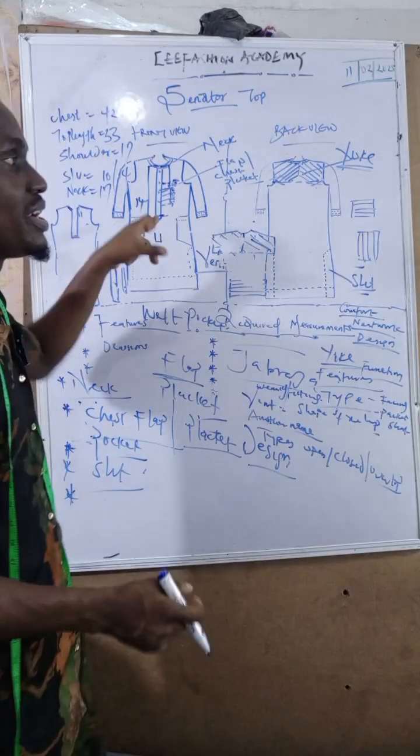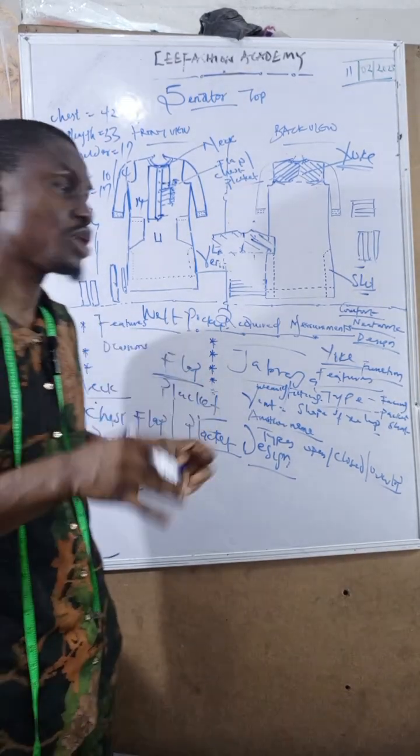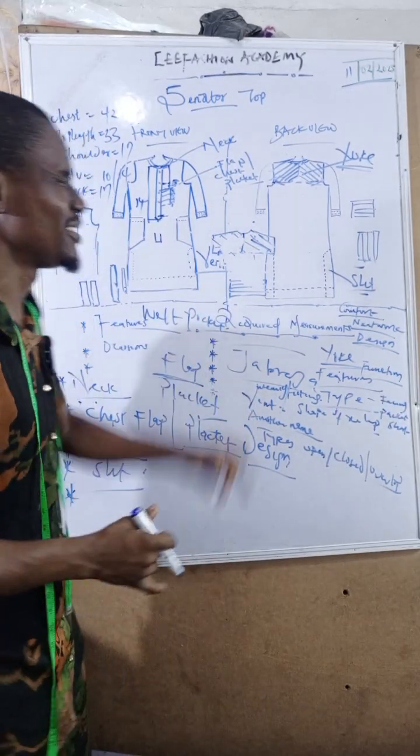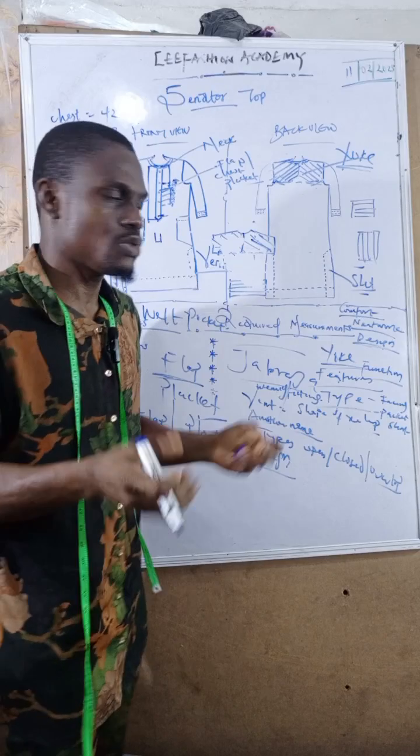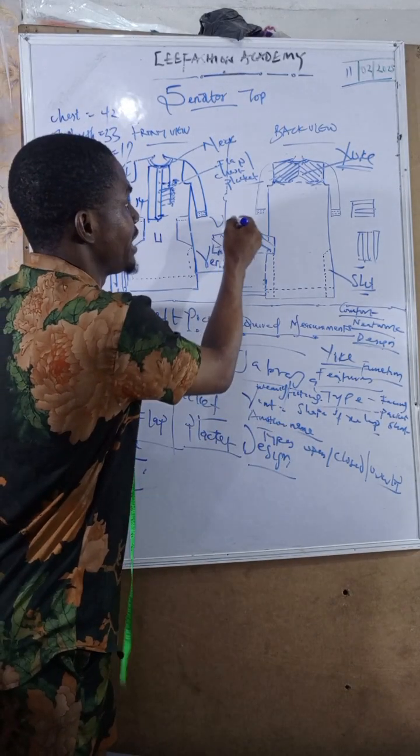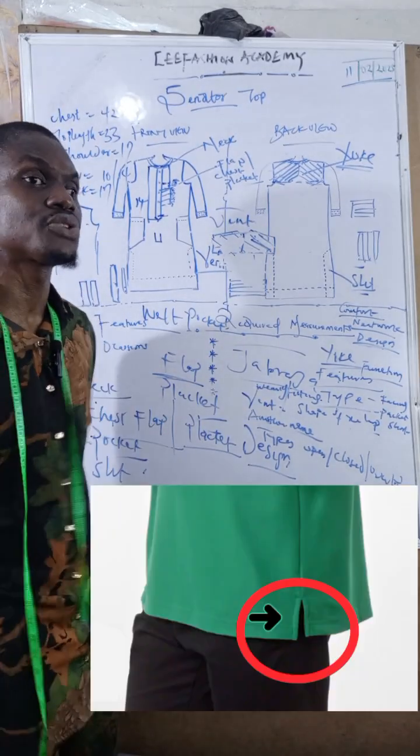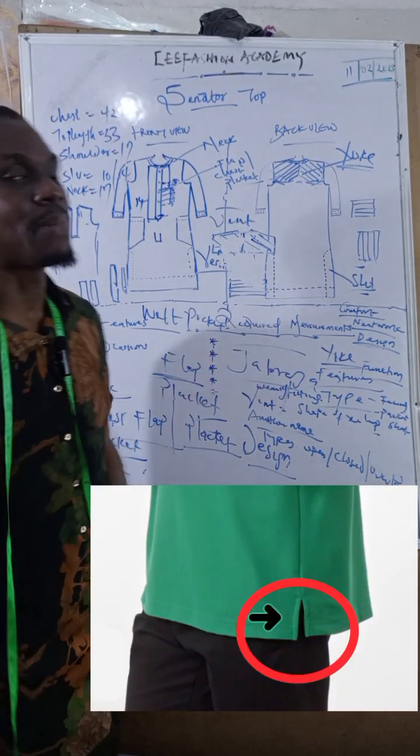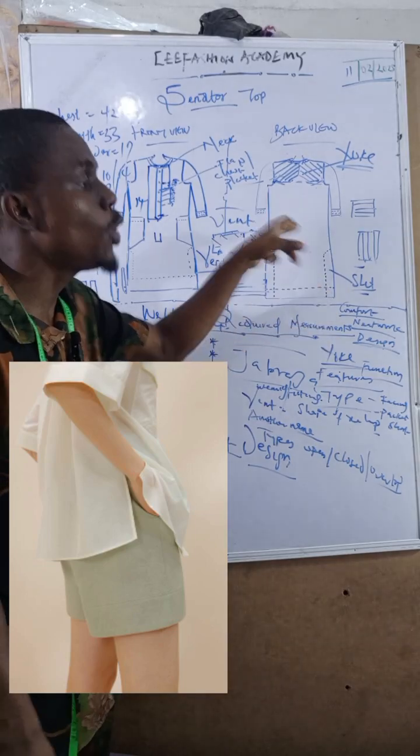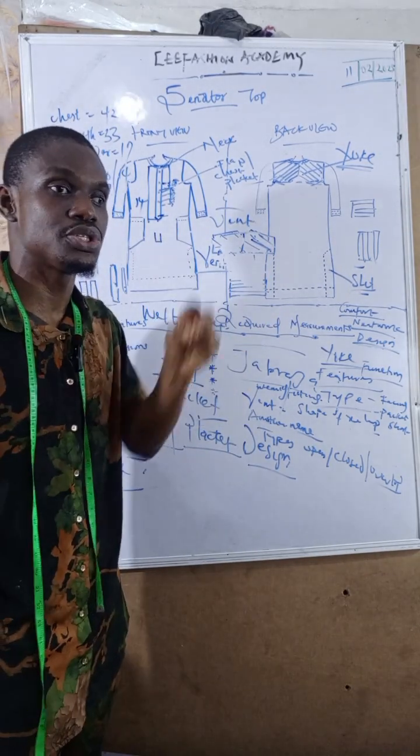But remember, what we have here is a senator. It can be for a male, it can be for a female, but we're going to be talking about a male senator right now. Then what other name do we call the slit? Vent. If you go to the dictionary and search for vent, you see a lot of things called vent, but just know that the vent we are talking about is based on clothing, which is the opening on a dress. Do you understand? That is another name for slit, which is called vent.